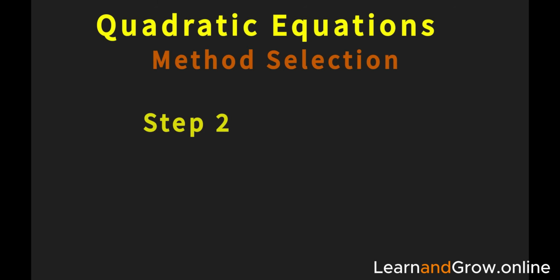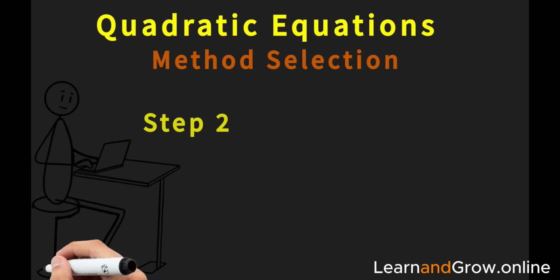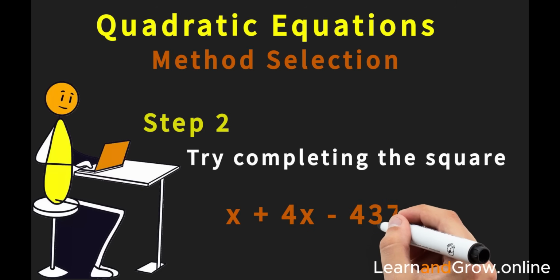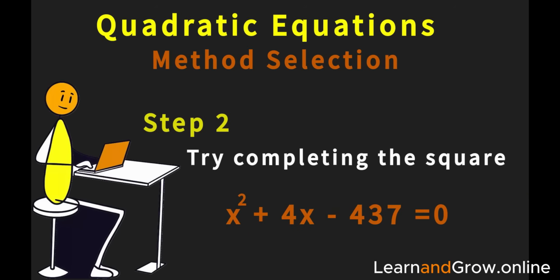Step 2. If factorization is not obvious, try completing the square. This method is very useful for understanding the concept of quadratics, and it works especially well when the coefficient of x squared is 1 or can be made 1 easily.